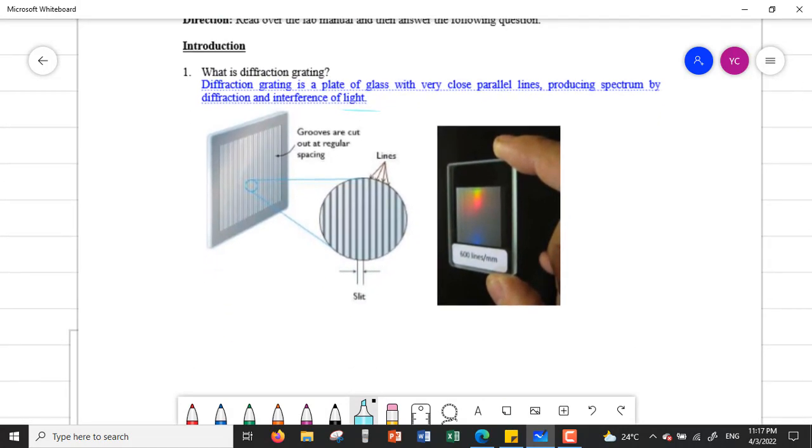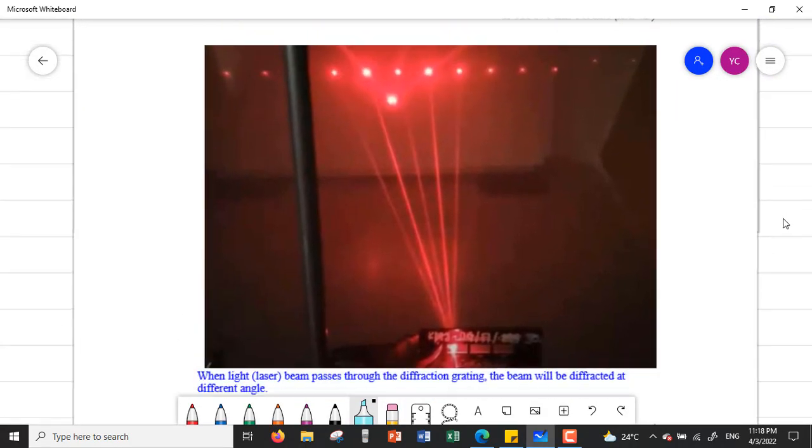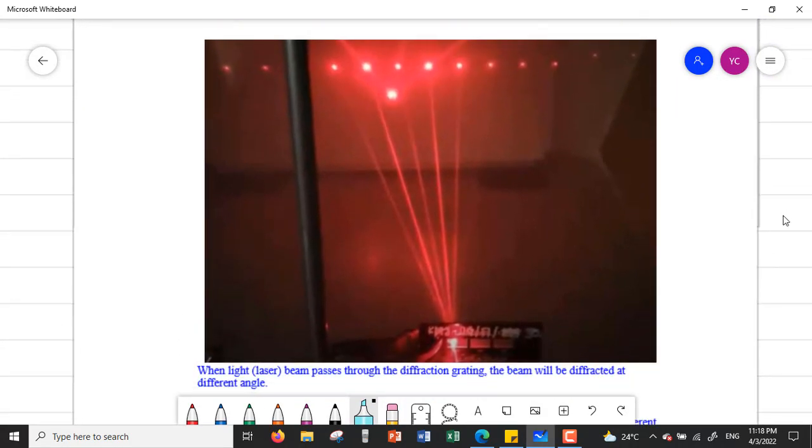Question 1. What is a diffraction grating? A diffraction grating refers to a plate of glass with very closely spaced lines, as shown in the figure given, whereby it will produce a spectrum by diffraction and interference of light. This is an example of a diffraction grating that we are going to use in the laboratory. When light, for example a laser beam, passes through the diffraction grating, the beam will be diffracted at different angles. Then we will see a series of bright dots on the screen.